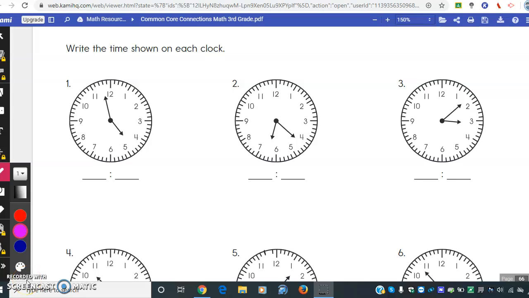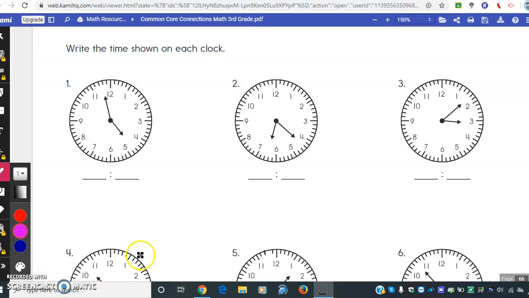Hi everybody. I'm on the second learning packet and I'm on day 2 and the second math page, which is all about telling time to the nearest minute. So what we're going to do is we're going to remember our rules for telling time.